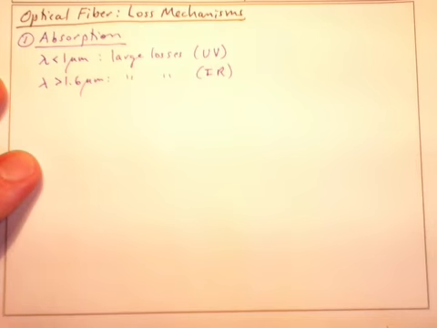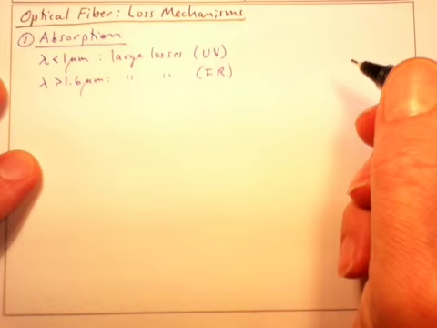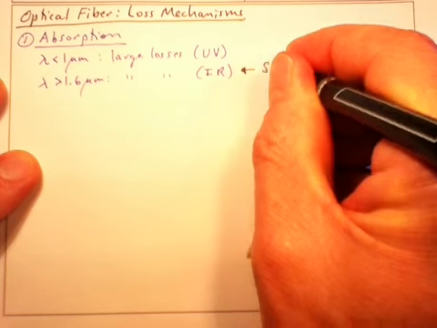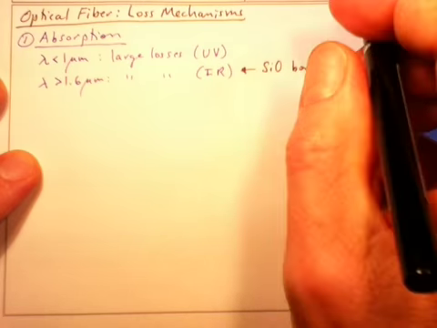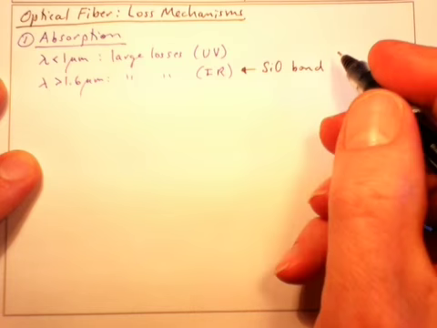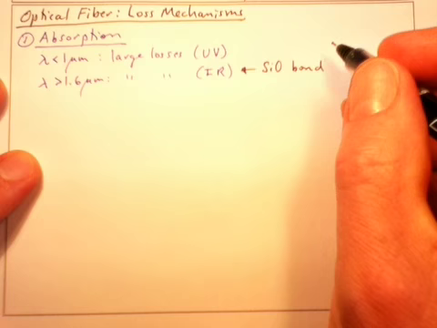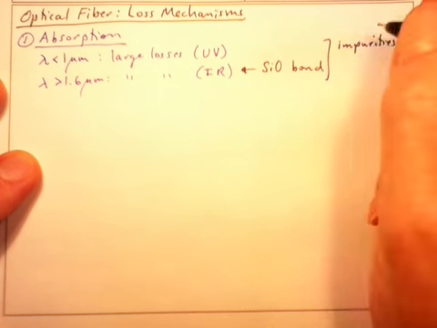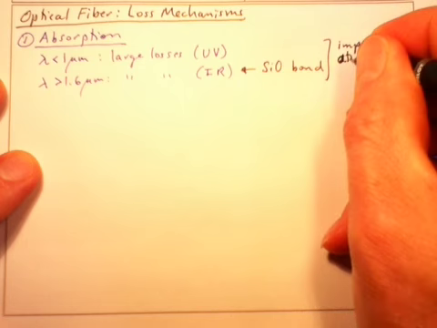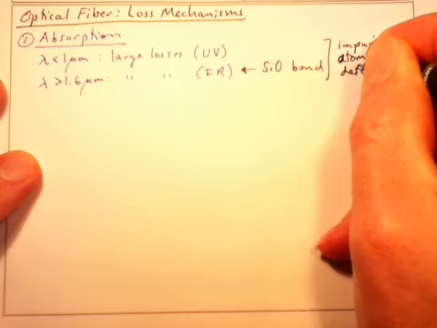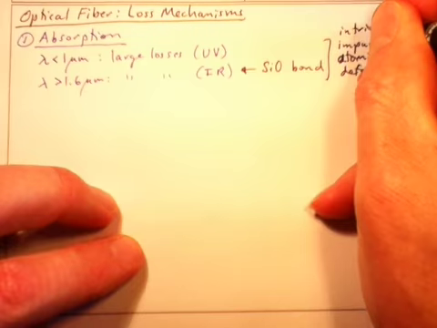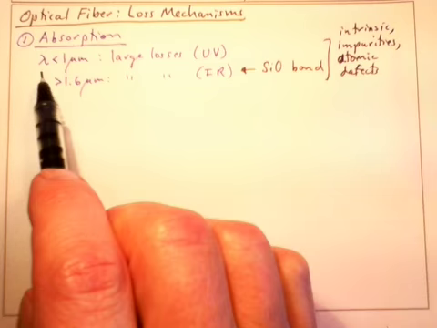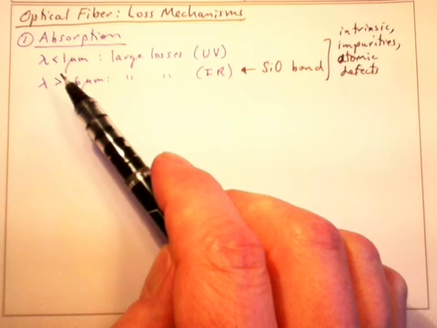For wavelengths longer than 1.6, part of the reason we have this is due to the silicon oxygen bond. But in general, absorption is due to impurities and atomic defects in the material, as well as just intrinsic loss due to the material. Okay, so absorption losses are really a major factor in the loss of fibers.